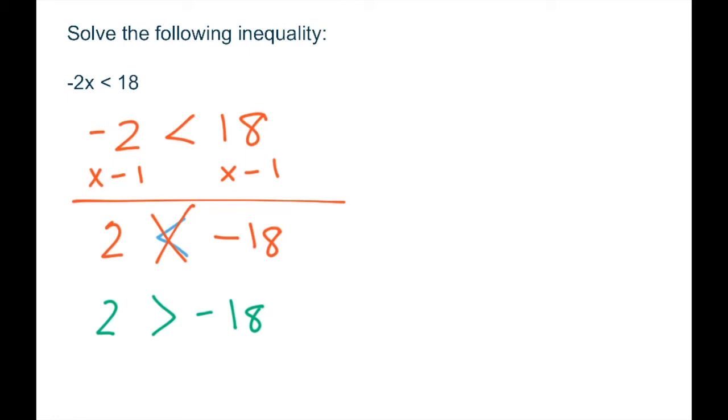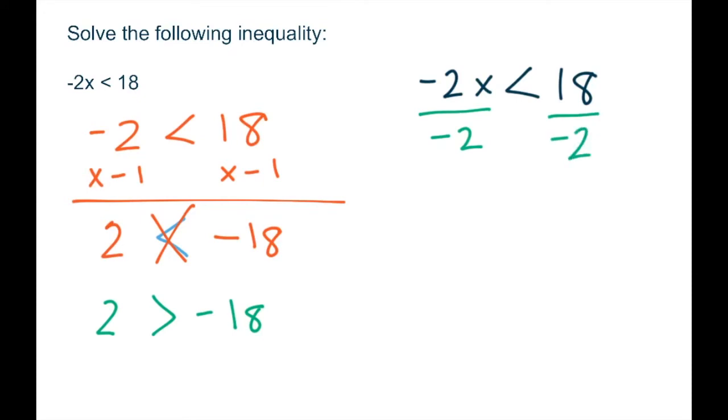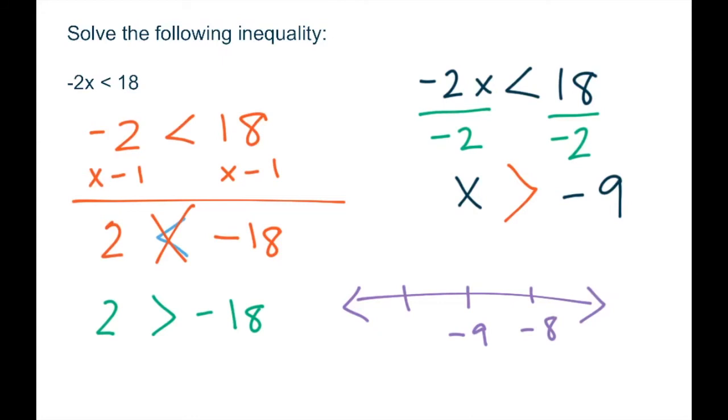Alright, so if we're solving this inequality of -2x is less than 18, I want to take that same approach. To undo this multiplication, I'm going to have to divide both sides by -2. And when I divide -2 by -2, I'm left with x. When I divide 18 by -2, I'm left with a -9. And because I divided by this negative number, I need to flip my inequality sign. So my new inequality is x is greater than -9. And if I were going to plot this on a number line, so here's -9, there's -8, -10.